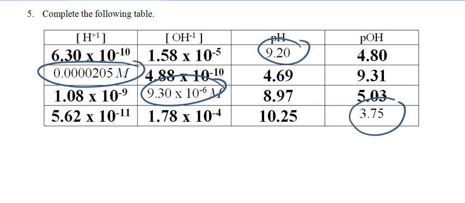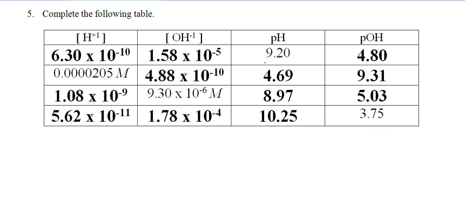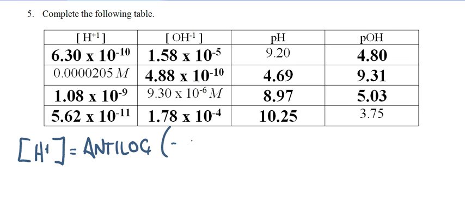Okay, no problem here. So let's go ahead and start. Let's find out what our hydrogen concentration is if we know our pH. Just like in the previous question, if I'm looking for the hydrogen concentration, and you don't have to show the work on this, just know how to type it in, I'm going to take the antilog of a negative 9.2. That's what I want to type in on my calculator.